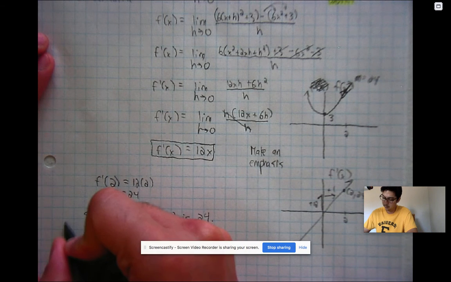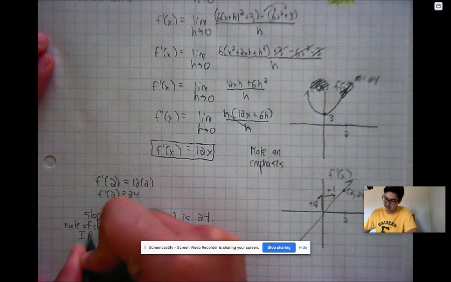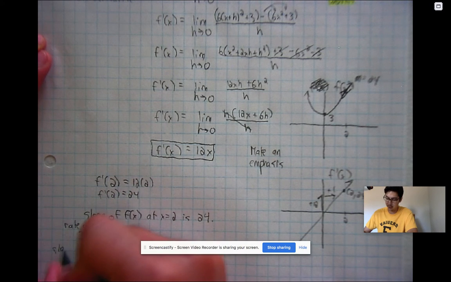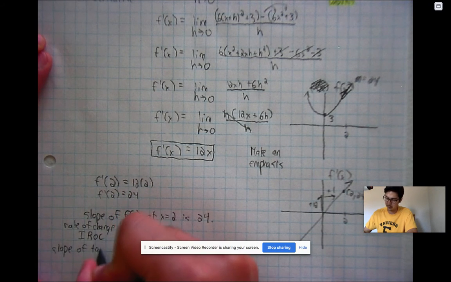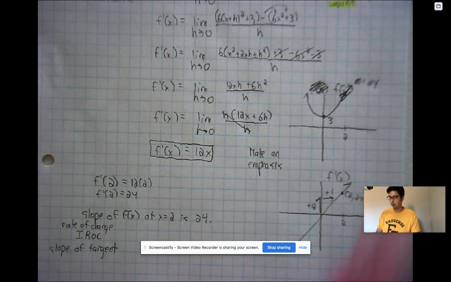And again, slope, rate of change, IROC, the slope of the tangent. They're all saying the same thing, just different ways of understanding it. And there it is. And you could use f prime of x to get the slope of f of x at any time, relating quadratics to linear, which is very powerful, right? Because now if you're given any amount of something, now you can analyze its rate of change at any given moment. And in fact, if you keep going, then you can analyze the rate of change of its rate of change, and you can keep going.